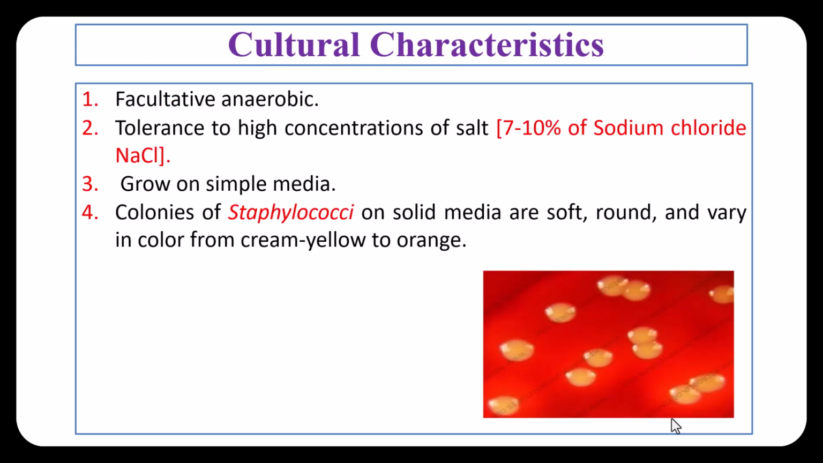Culture characteristics, how it appears when it grows in culture media: it is facultative anaerobic. It means it can grow with or without oxygen and can tolerate a high salt concentration, 7 to 10% of sodium chloride. Why is this very important? Because it allows them to grow on mannitol salt agar that contains a high salt concentration, where other bacteria cannot grow. It can also grow in different types of media, including simple media such as nutrient agar, and the colonies are soft, round, and creamy to yellow.